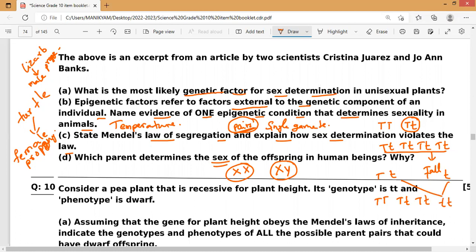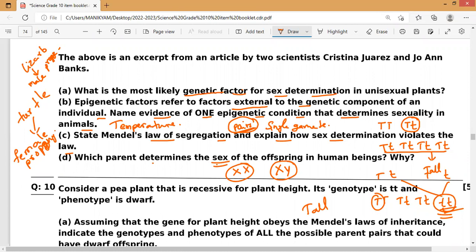So if you notice here, a single copy of factor T, capital T, is enough to make the plant tall. Understanding? But if you want to see the factors of small t, a pair is necessary to make a plant dwarf. We need a pair of small t and small t. But if it comes to humans, sex determination, how is it violating the law? So what is that law saying? In a single gamete, only one of a pair of such factors can be present.